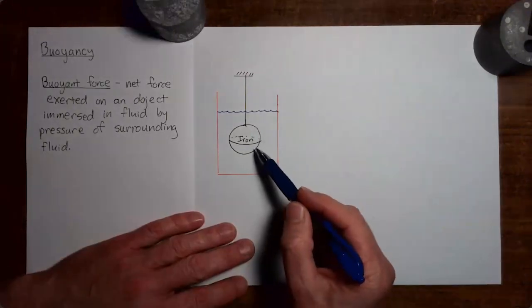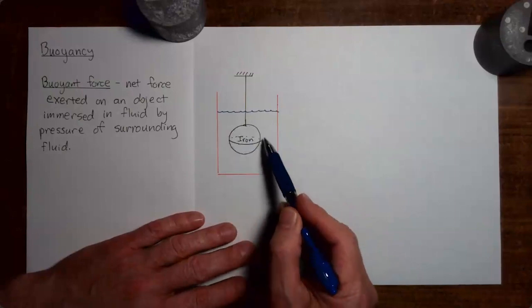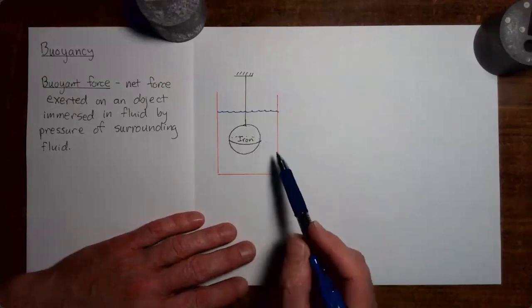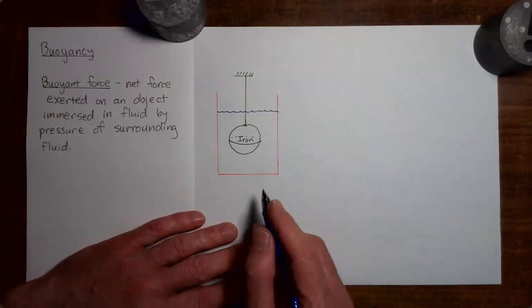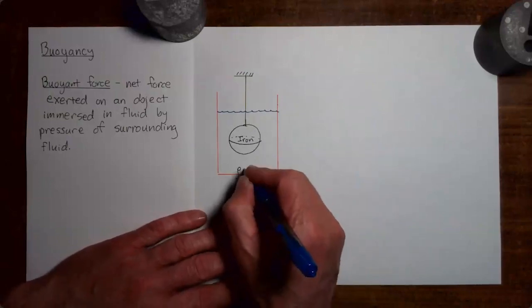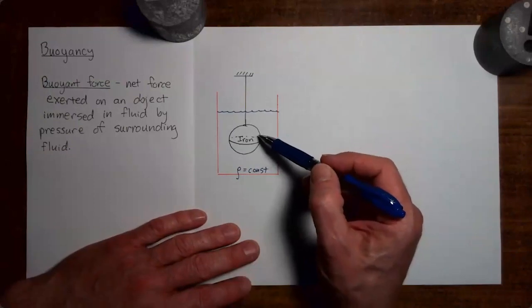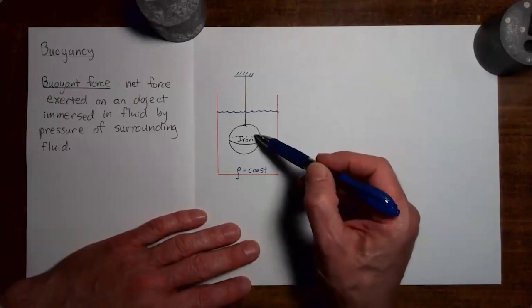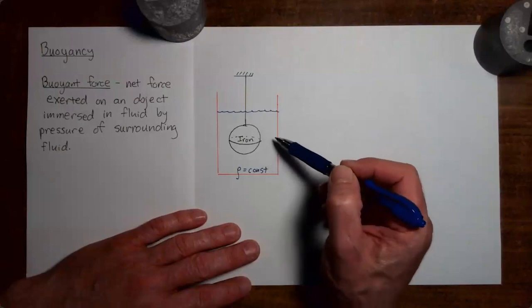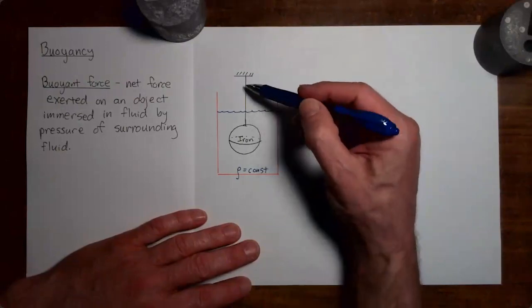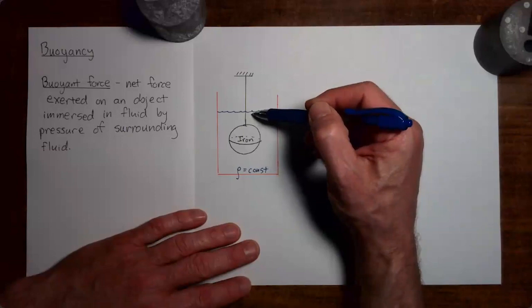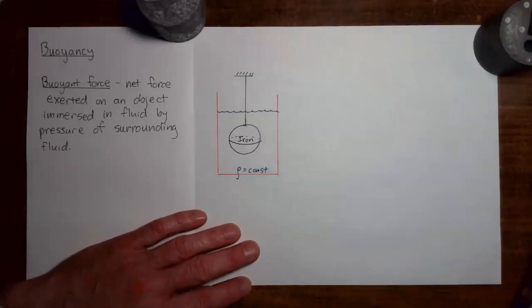So in this figure here, I have a picture of an iron sphere, which is completely immersed in some liquid of constant density. And we're going to assume that the iron sphere is denser than whatever liquid it is immersed in. So we have this string over here to hold up the iron sphere so that it does not sink to the bottom of the liquid.